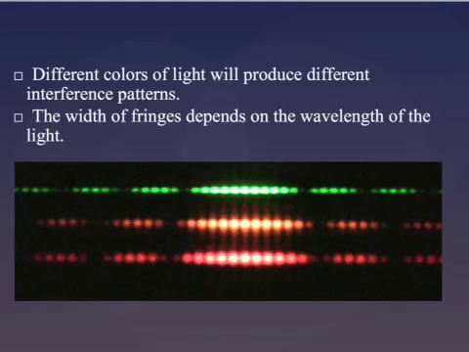Here I want to point out that the width of a fringe depends on the wavelength of the light, and different colors produce different interference patterns. If we look at this, the first set of bright spots is this wide for the red. It's a little narrower for orange, and it's the narrowest for green. That happens because we have different wavelengths of light, so they add up and subtract in different amounts at different places.